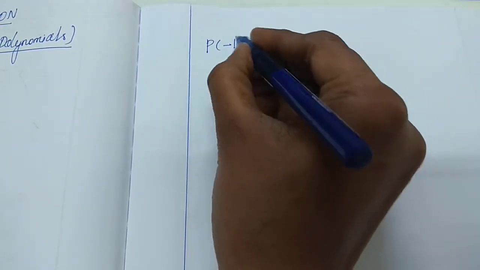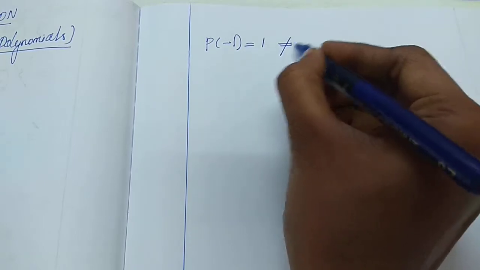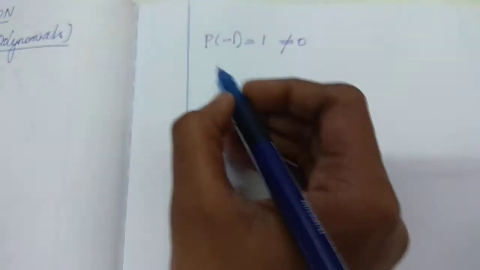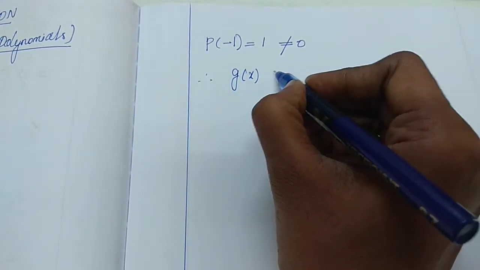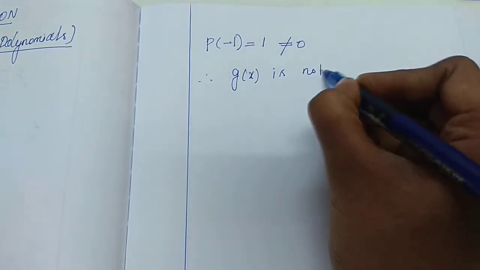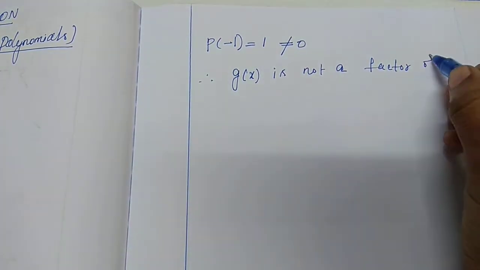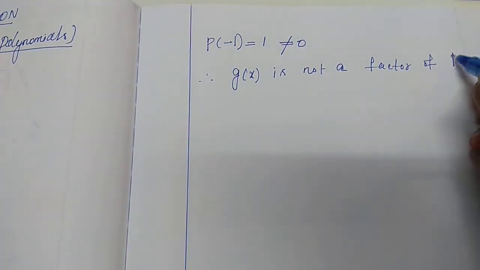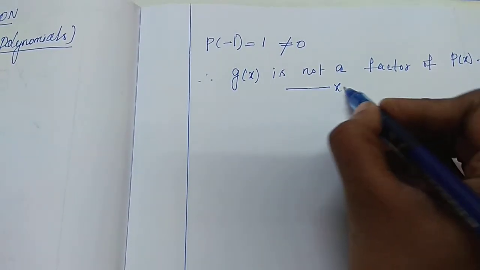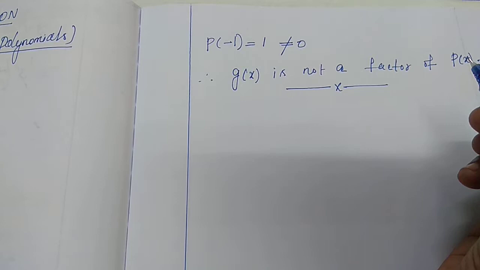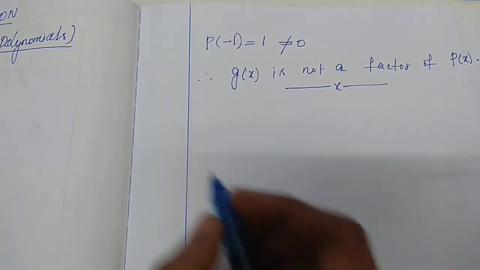P of minus 1 is equal to plus 1. Here the remainder is not equal to 0. Therefore, the given polynomial g of x is not a factor of the polynomial p of x. So division number 2 over. Now do the division number 3.